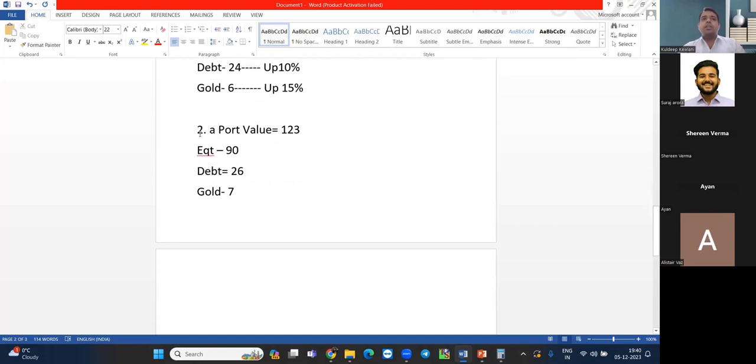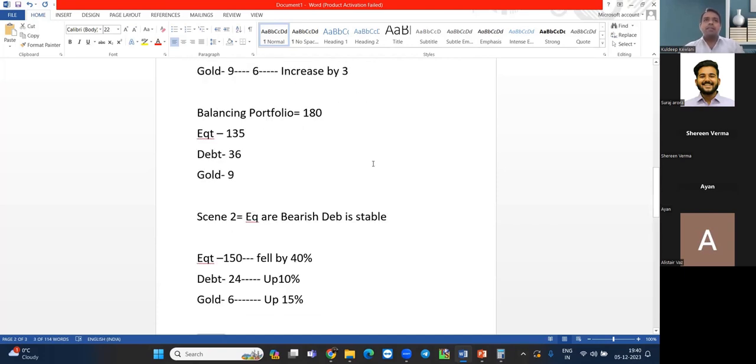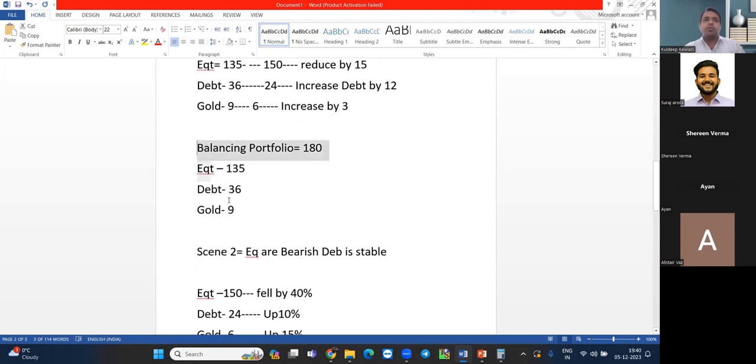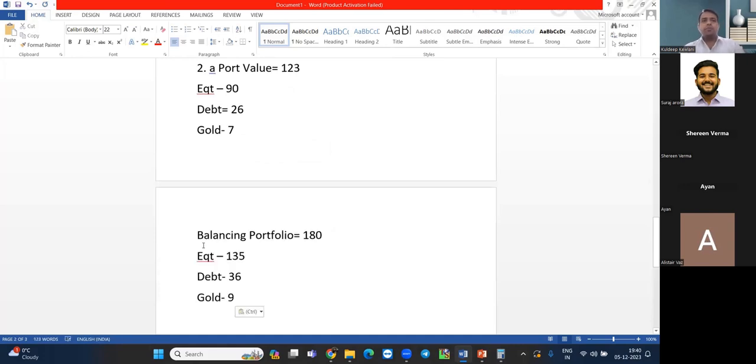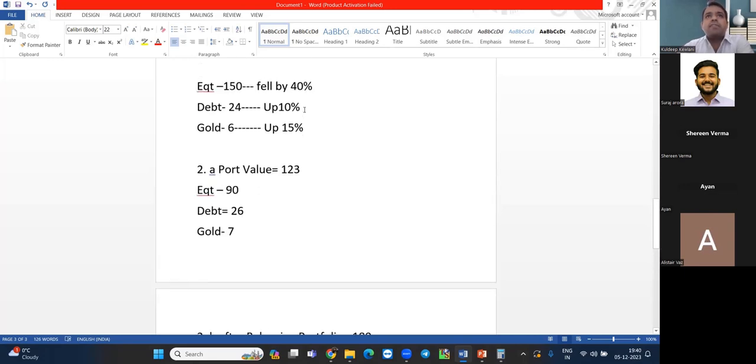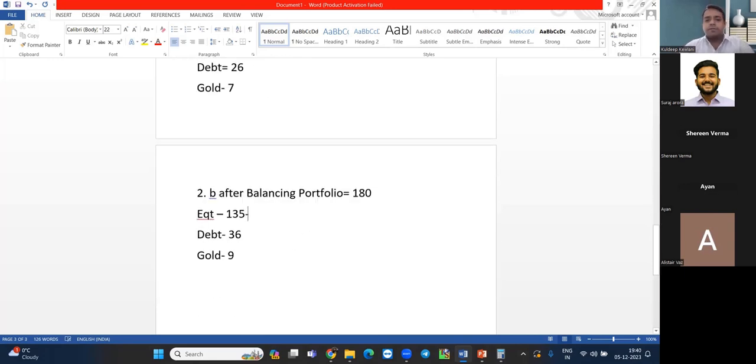Now scene 2, condition B, where I balance the portfolio. When I balanced the portfolio, this is my balanced portfolio, right? Are you following? Scene 2, after balancing. Now in this also I give the same fall, fell by 40%, 40% down.